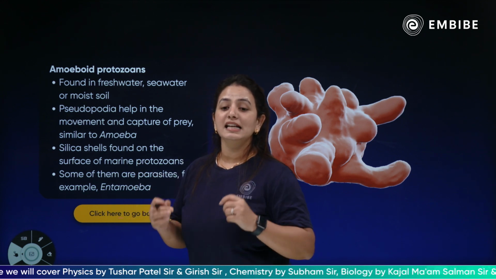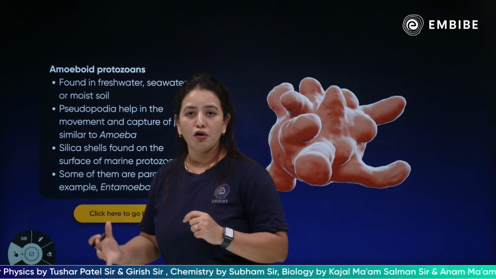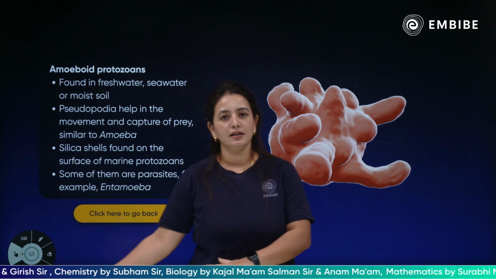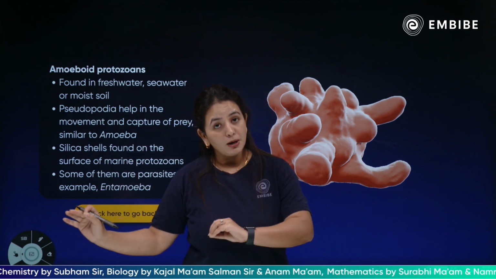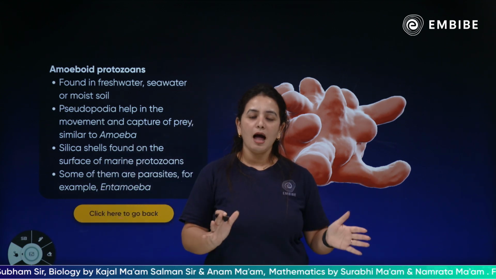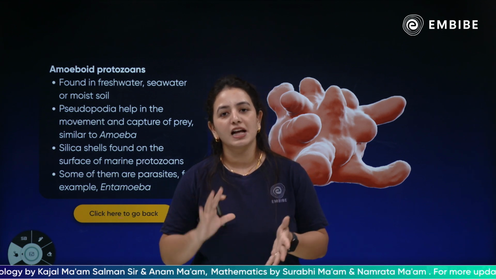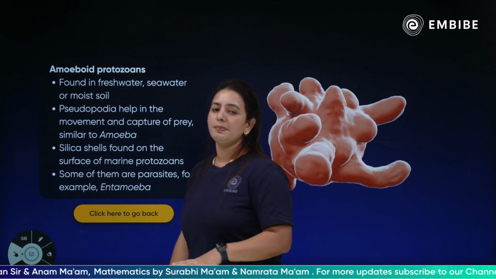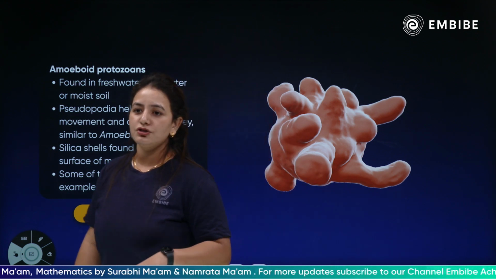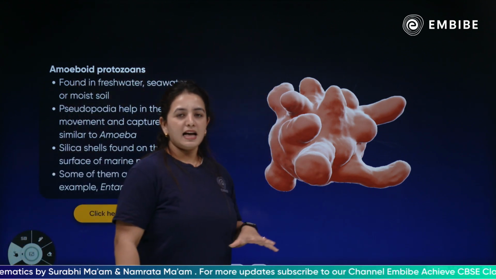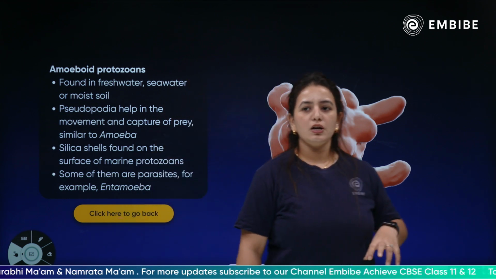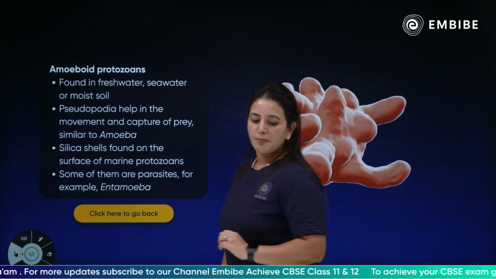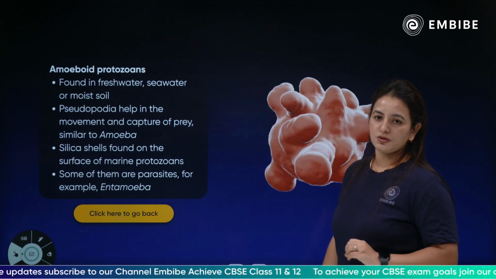Amoeboid protozoans, which are found mostly in the marine habitat, have silica shells on their surface. Some of them are parasites. For example, Entamoeba is a parasite which sometimes lives in the human body, causing amoebic dysentery. So this is about the amoeboid protozoans.